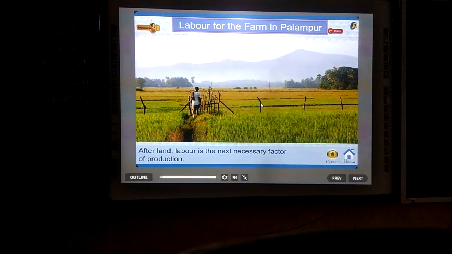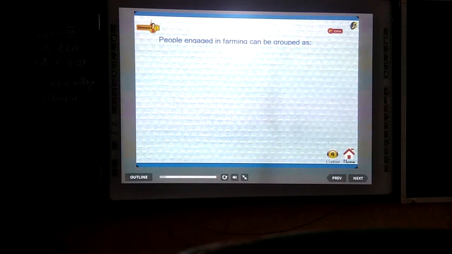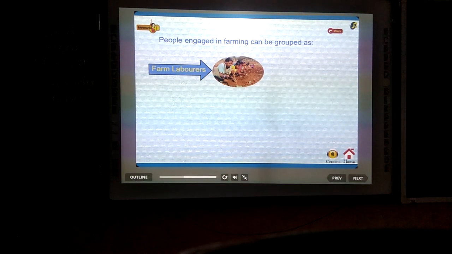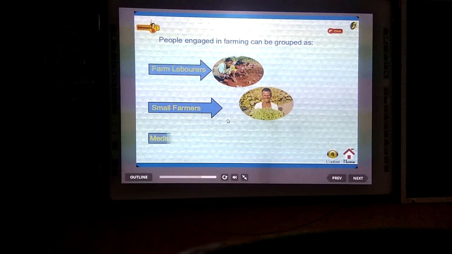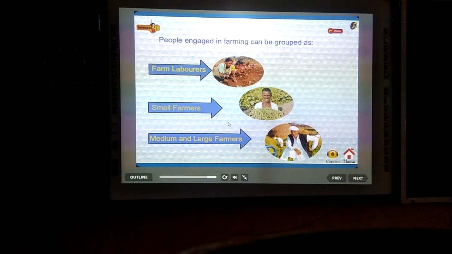Labor for the farm. After land, labor is the next necessary factor of production. People engaged in farming can be grouped as farm laborers, small farmers, and medium and large farmers. The people can be classified based on the work: farm laborers, small farmers, and medium and large farmers. You see here the farm laborers.